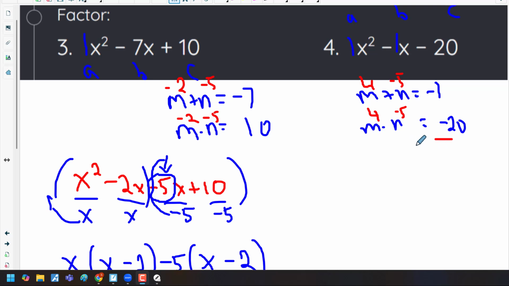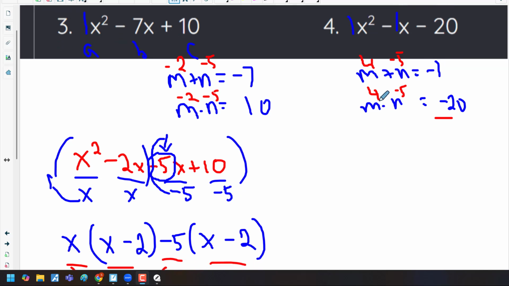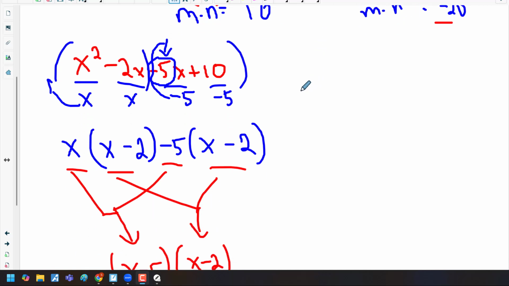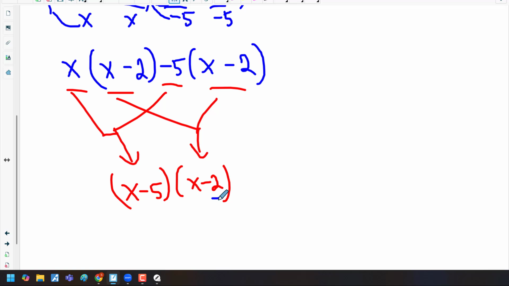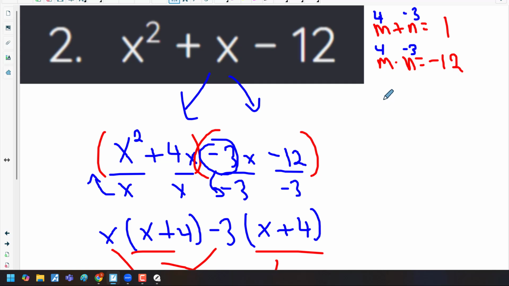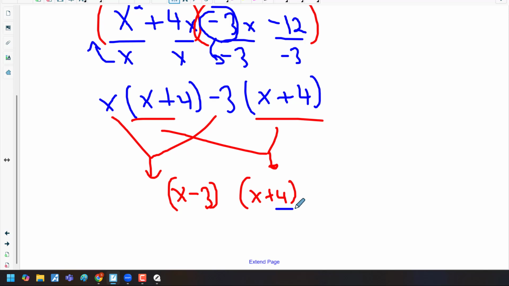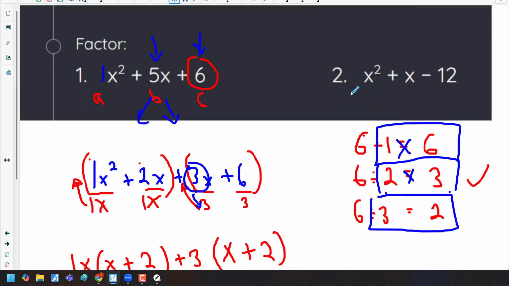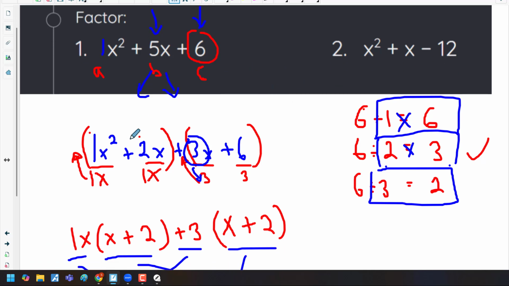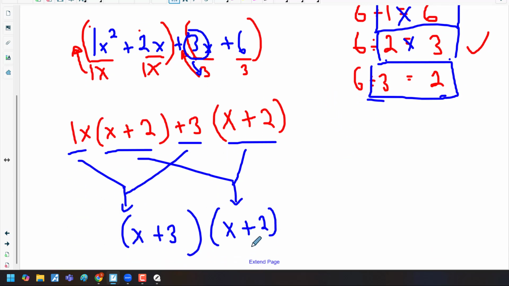I'm gonna show you a nice little trick here now. Trick is this. See these values, -2 and -5. Our two values are 4 and -3. Here we have our two values are 2 and 3. X plus 2, X plus 3.